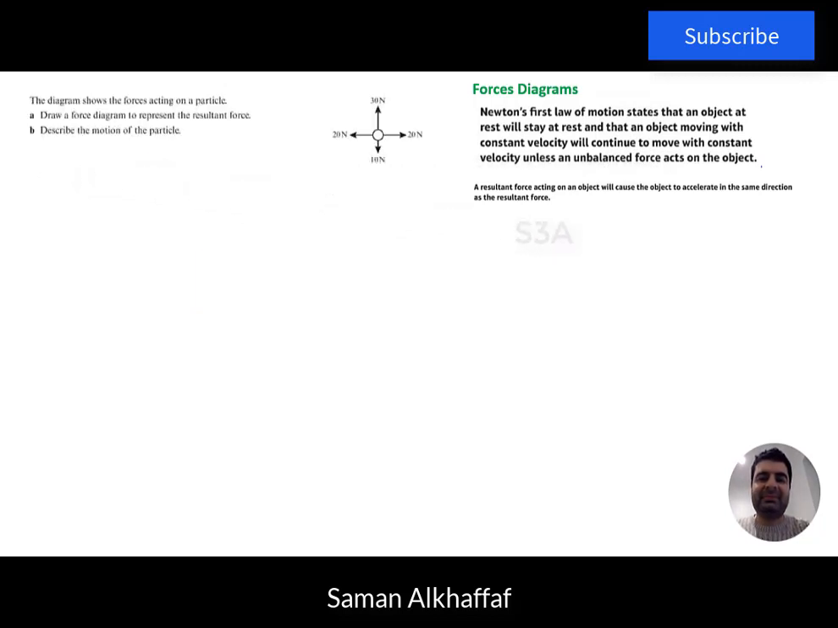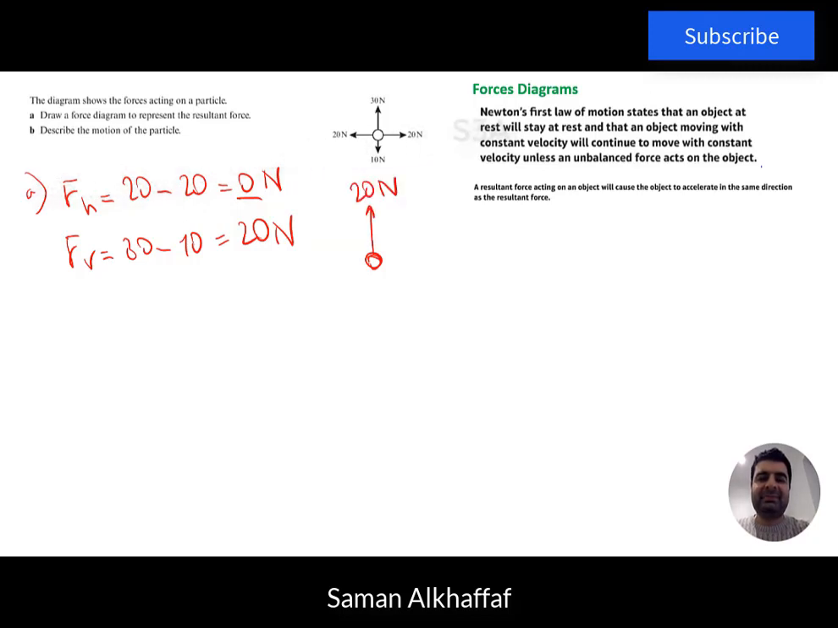In this example, the diagram shows the forces acting on a particle. For part A, we need to draw a force diagram to represent the resultant force. The horizontal forces, because they're in opposite directions, will cancel. For the vertical forces, 30 taken away from 10 will give us 20 Newton. So in this scenario, the body will be represented in this format, and this will be the resultant force.